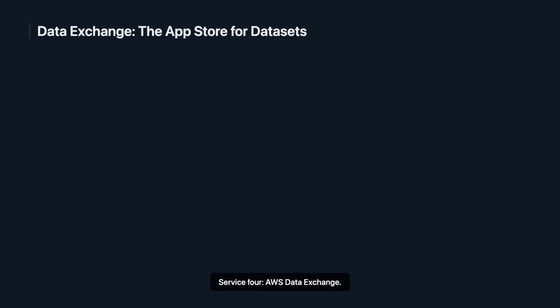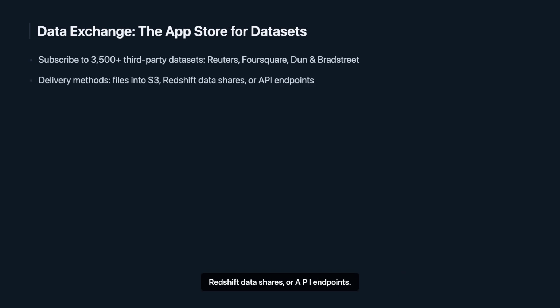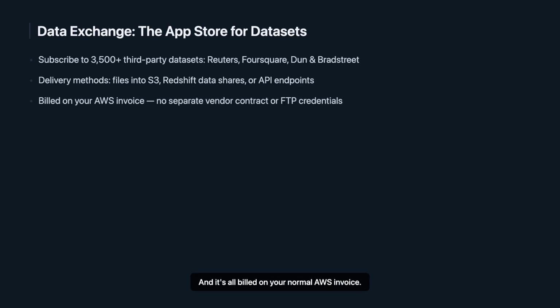Service 4, Amazon Web Services Data Exchange. Picture an app store but for data sets. You browse, you subscribe, and the data shows up in your account. No FTP credentials, no emails to vendors, no manual downloads. The catalog spans more than 35 products from over 300 providers, including Reuters, Foursquare, and Dun & Bradstreet. Delivery happens 3 ways: files dropped into your S3 bucket, Redshift data shares, or API endpoints. And it's all billed on your normal Amazon Web Services invoice.